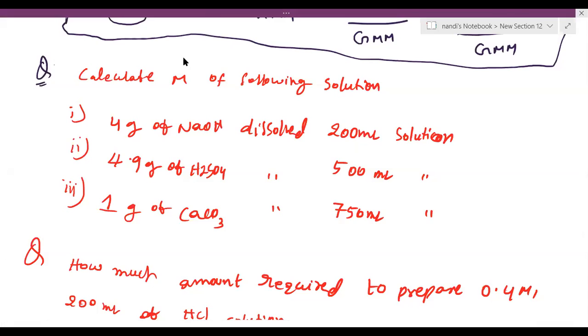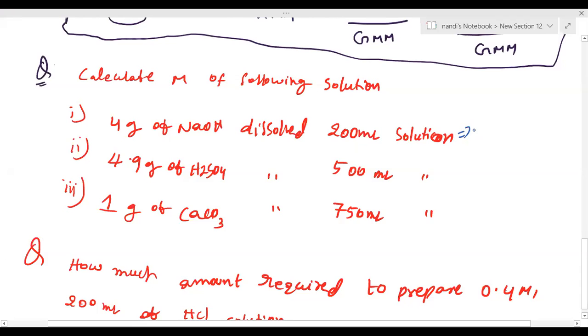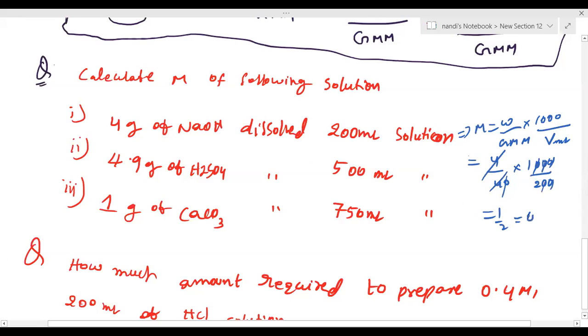Very good. Now write the molarity formula, whatever they give. Molarity equal to given weight by gram molecular mass. This is the basic formula you have to write every time. You can also use different formulas directly. If they give volume in mL and weight in grams, use the suitable formula. So M equals weight, how much are they given? 4 grams. What is the molecular weight of NaOH? 40. What is the volume? 1000 by V mL, how much they given? 200. By solving this you can get 1 by 2, nothing but 0.5 M. This is your answer. Similarly you can try the remaining also.